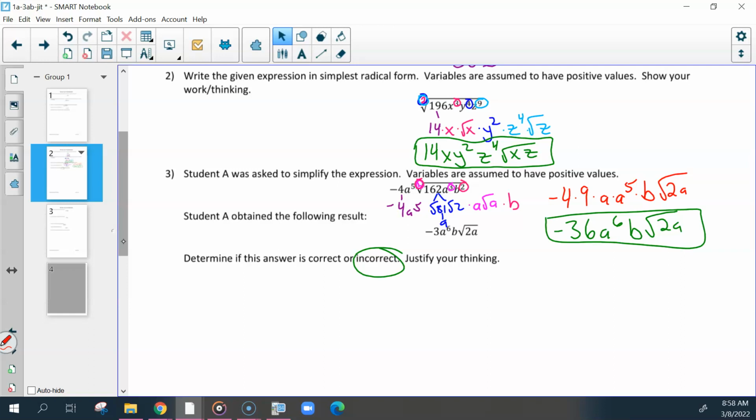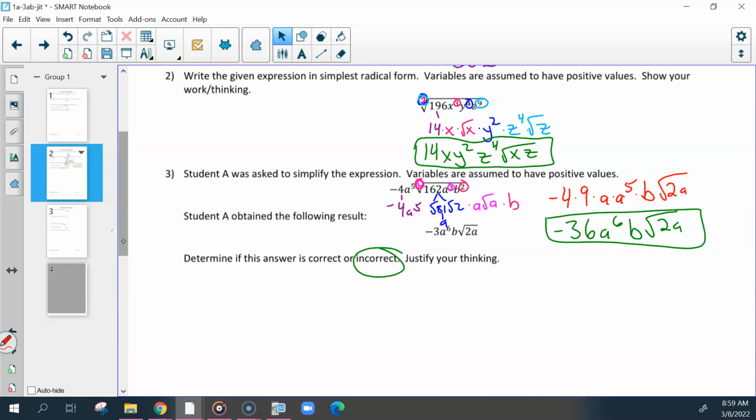2 goes into 3 once with 1 left over. 2 goes into 2 once with nothing left over. So on the outside, we have the negative 4 that was already there, the 9 that we simplified, the a that we simplified, the a to the 5th that was already there, and the b that we simplified. On the inside, we have the 2 and the a. And then we need to combine all of this. So multiplying the numbers, we get negative 36.